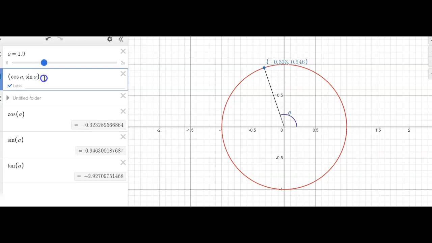And because the y-coordinate is positive, it's still above, tangent becomes negative. But again, you can see it. That's a negative sloping line. So tangent is negative now.